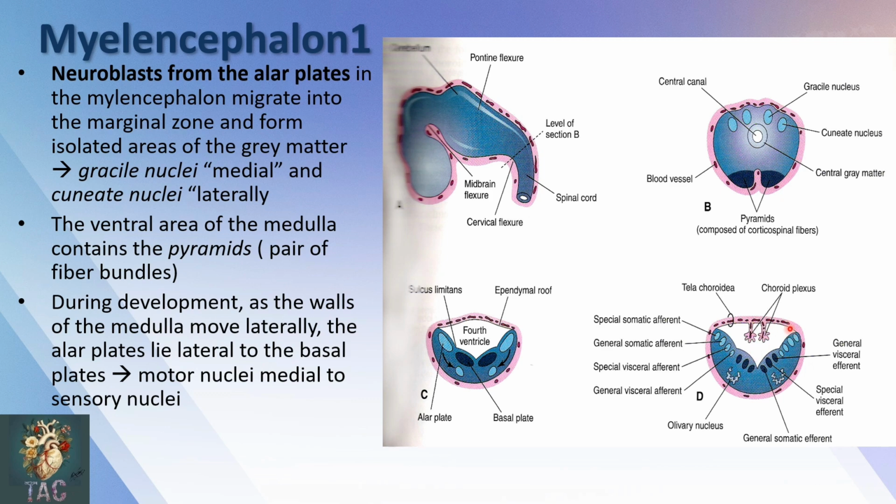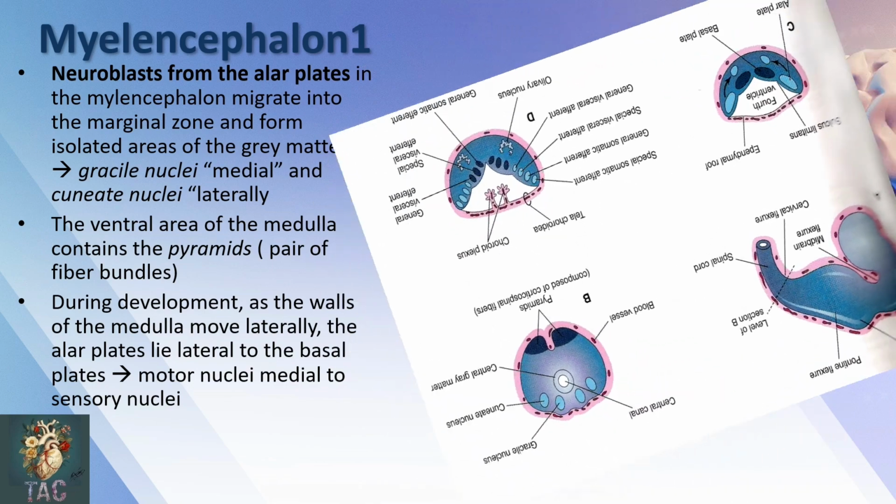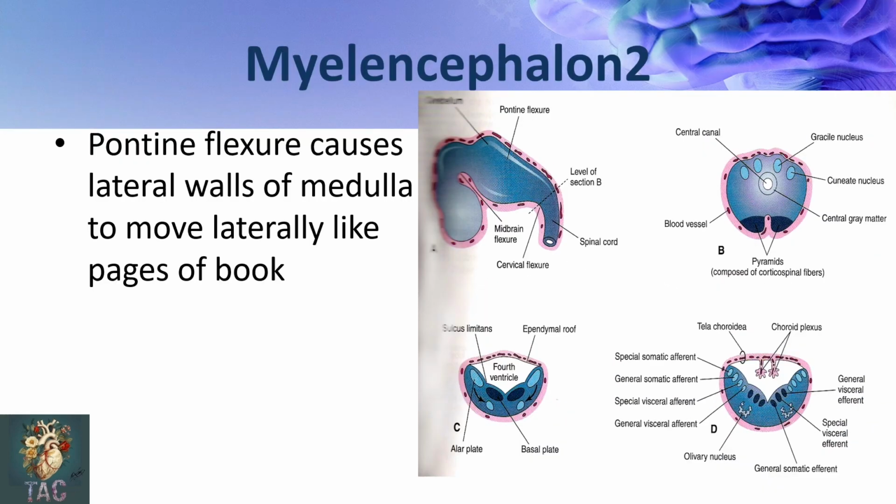The walls of the medulla are moving laterally, like the opening of the pages of a book, as a result of which the alar plates lie lateral to the basal plates. So these are the basal plates and these are the alar plates, and the basal plates form the motor nuclei and the alar plates form the sensory nuclei. The pontine flexure causes the lateral walls of the medulla to move laterally like pages of a book. So in this diagram you can see these thinned out areas in the area of the pontine flexure, and these are the changes which are present in these areas.